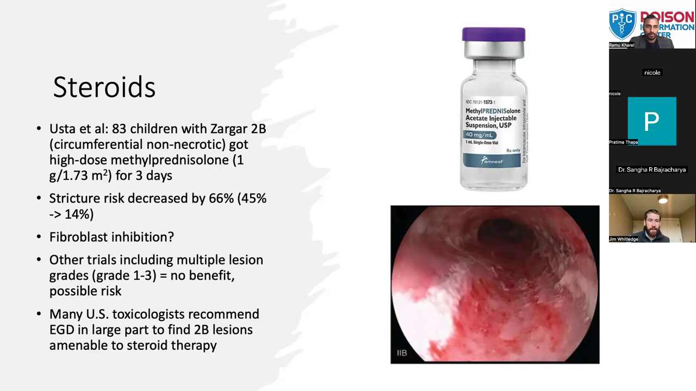Now, I personally think the long-term morbidity of strictures is so high that it's very much worth doing EGD to identify patients who may benefit from steroids. And I feel comfortable applying this pediatric data to adults as well, but that is by no means universal. But that is my personal belief.